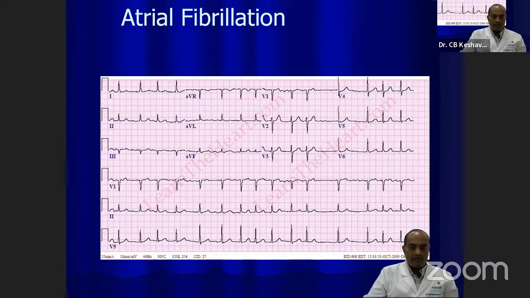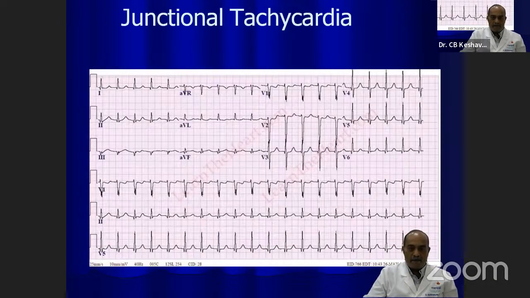You cannot see the P waves. You cannot see any clear-cut P waves in any of the leads. Though you may see some baseline fluctuation or waviness of the baseline in V1, and sometimes in inferior leads, you will not be able to make out any distinct pattern of P waves. So in such a case, you call it atrial fibrillation. If you see sawtooth P waves, you call it flutter. If you see fine fibrillary waves, you term it atrial fibrillation. So that's how they're distinguished.